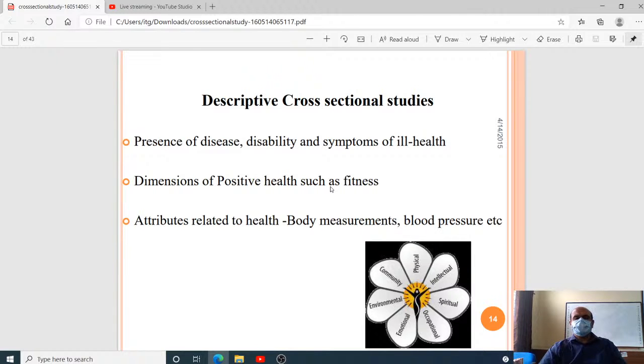Coming to descriptive cross-sectional studies, they can predict the presence of disease, disability, and symptoms of ill health, dimensions of positive health such as fitness, and attributes related to health, body measurements, blood pressure, and so on.